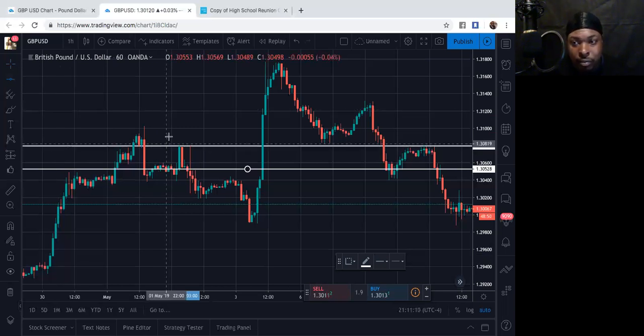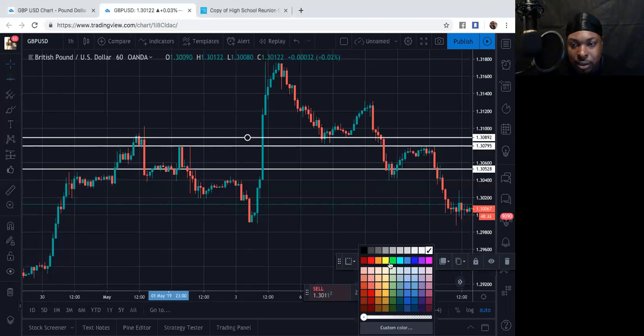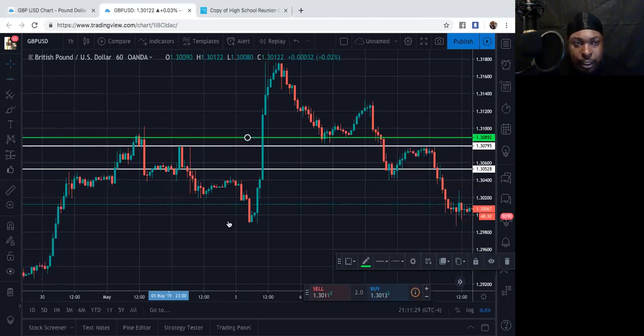So this is at 30795. 30895 would be 10 pips. Let's see what that's about right there. Boom. That's 10 pips. And I'm going to color this green. And I'm going to do another one, as we talked about, 10 pips below.